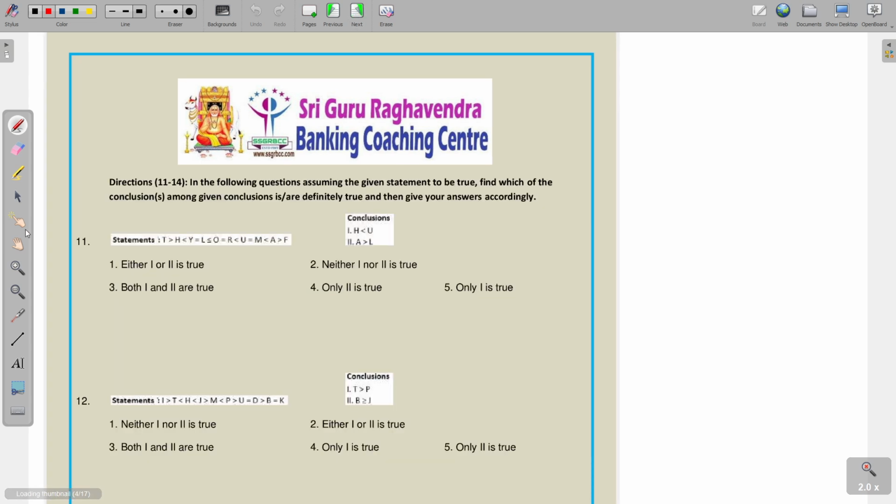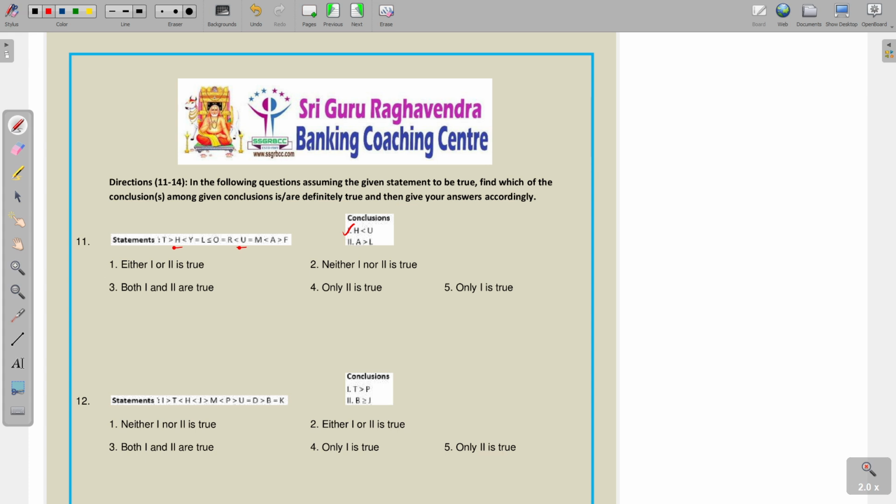Next, inequalities. See the first one. Question number 11, h less than u. So u here, h here and u here, so h less than u definitely follows, u to h. So where h here and u here, h to u definitely follows.